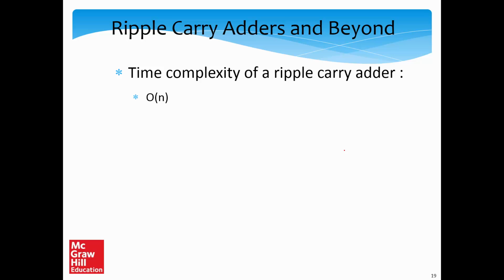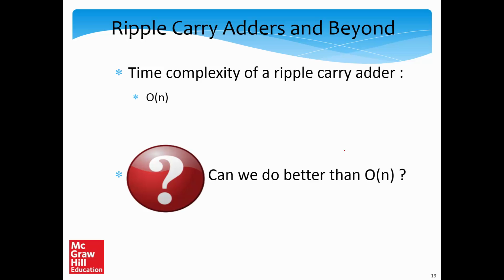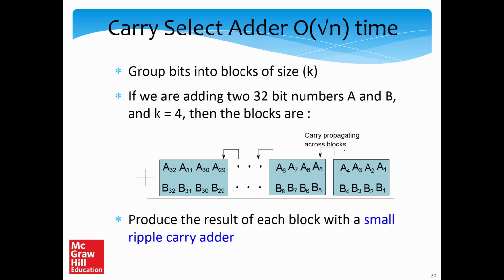If it's a 32-bit addition, roughly we'll take some k times 32 steps, and if it's a 64-bit addition, we'll roughly take c times 64 steps. So the question is, can we do something faster? Can we do something which is much better than order of n? That's the question that we need to ask. Well, the answer is yes. So let's look at a carry select adder which takes order of square root of n time.